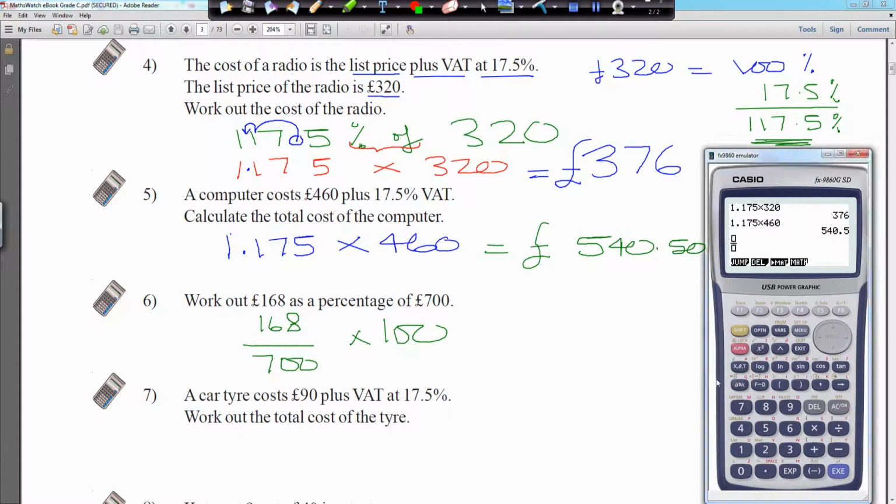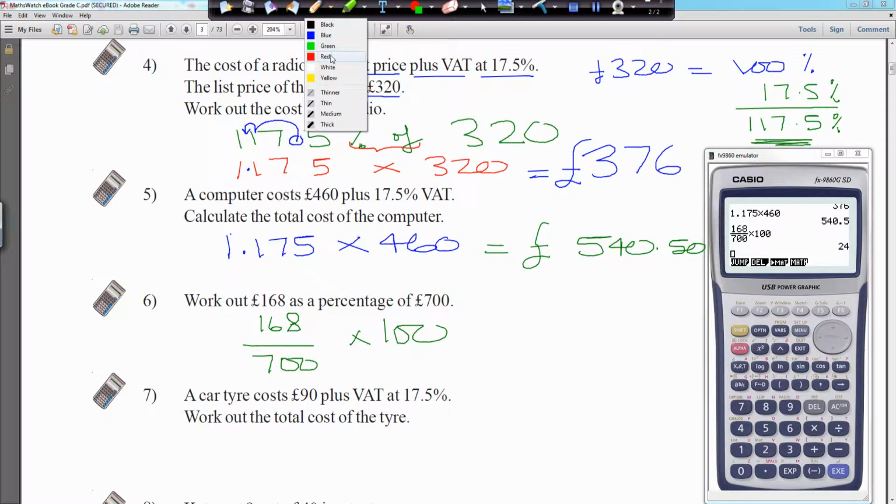When you put this into the calculator, we use the fraction button, so put the number 168 on there, replay to 700, and then press replay again to get the cursor back up to the middle, and then times by 100. That gives you 24. So 24 is the answer for that one.